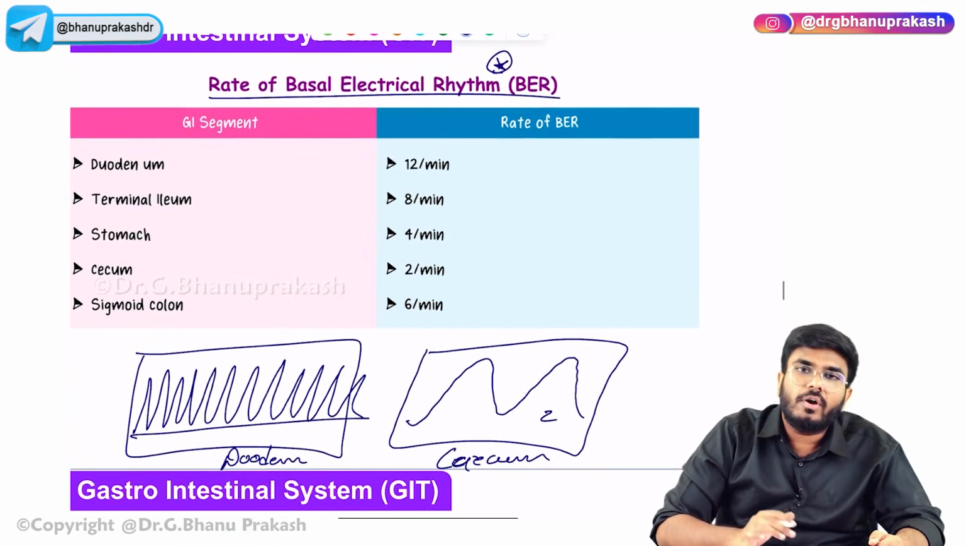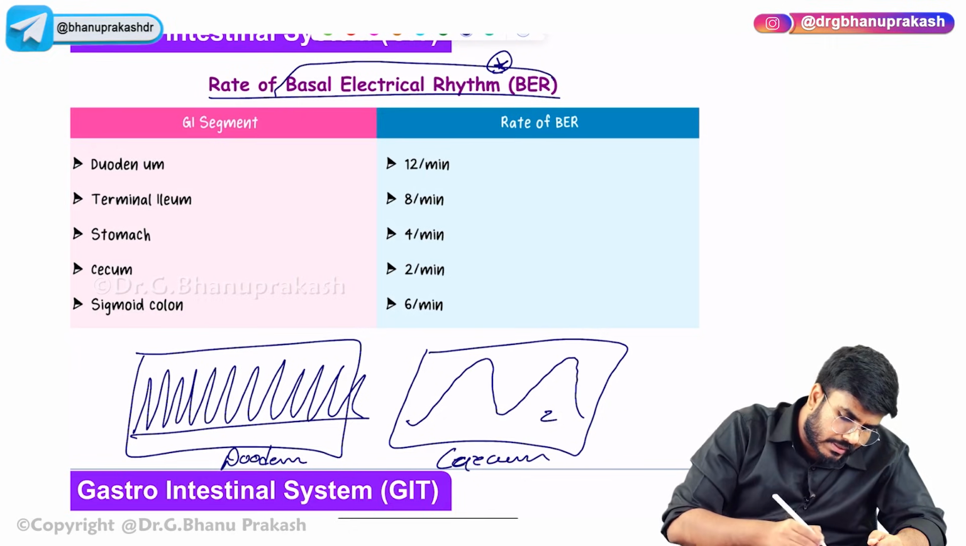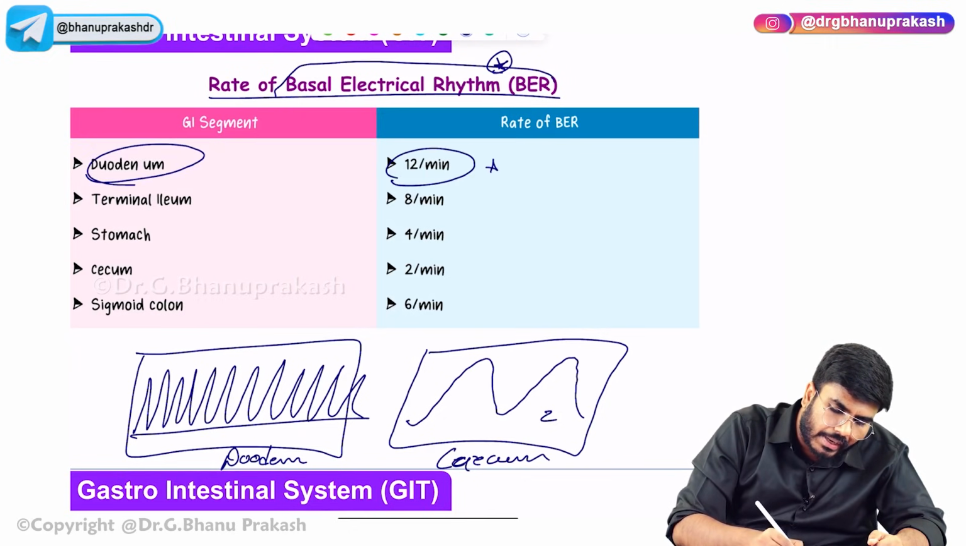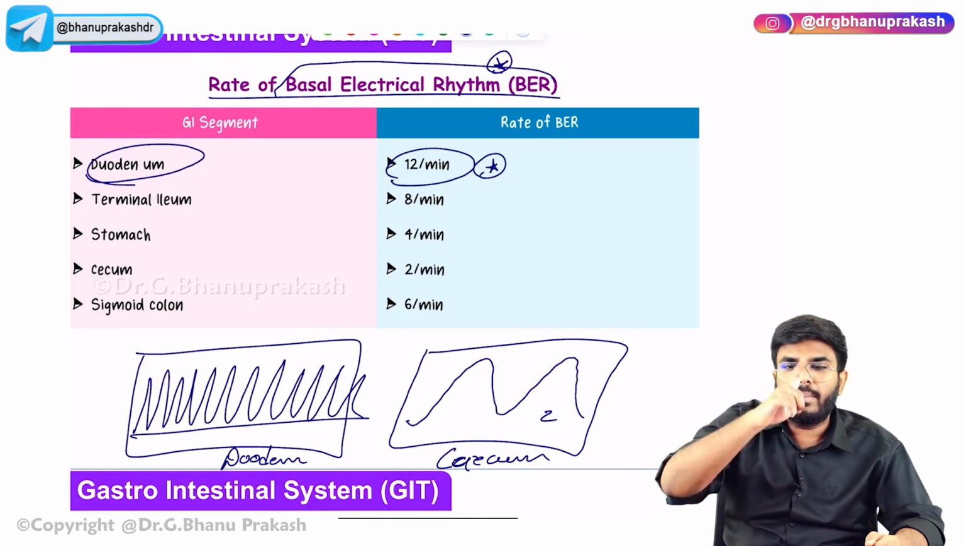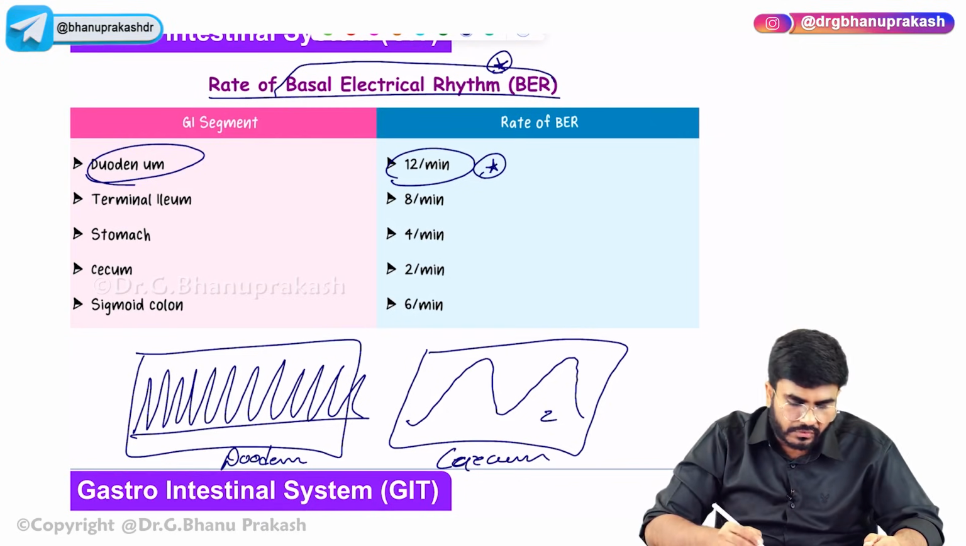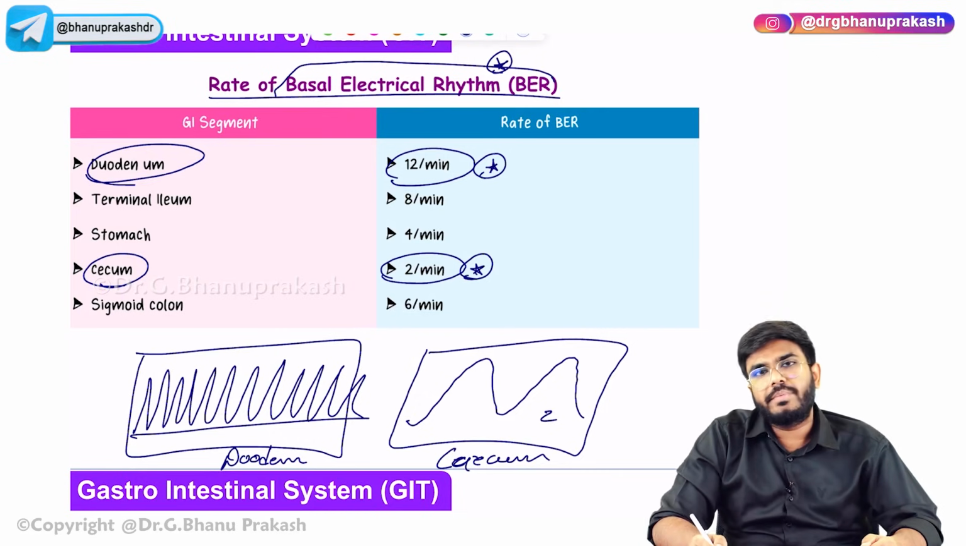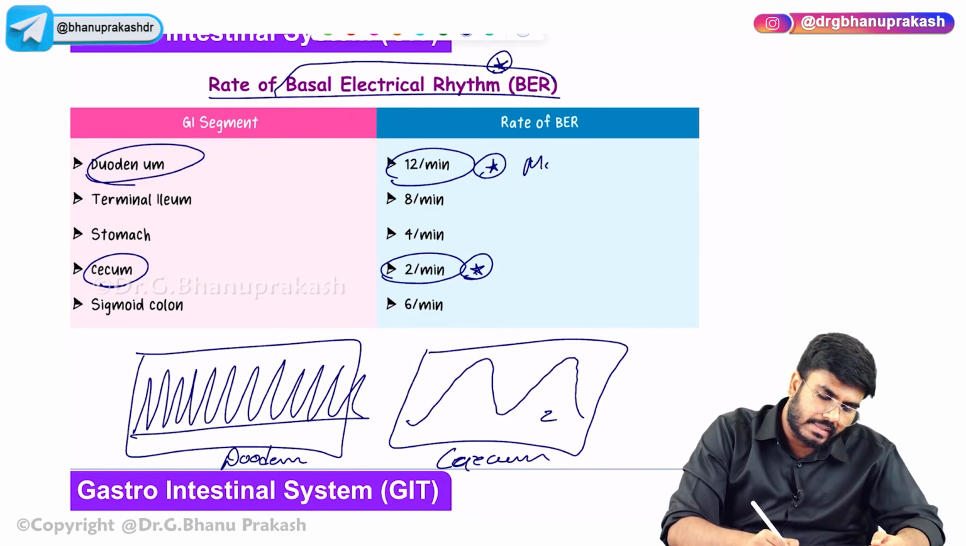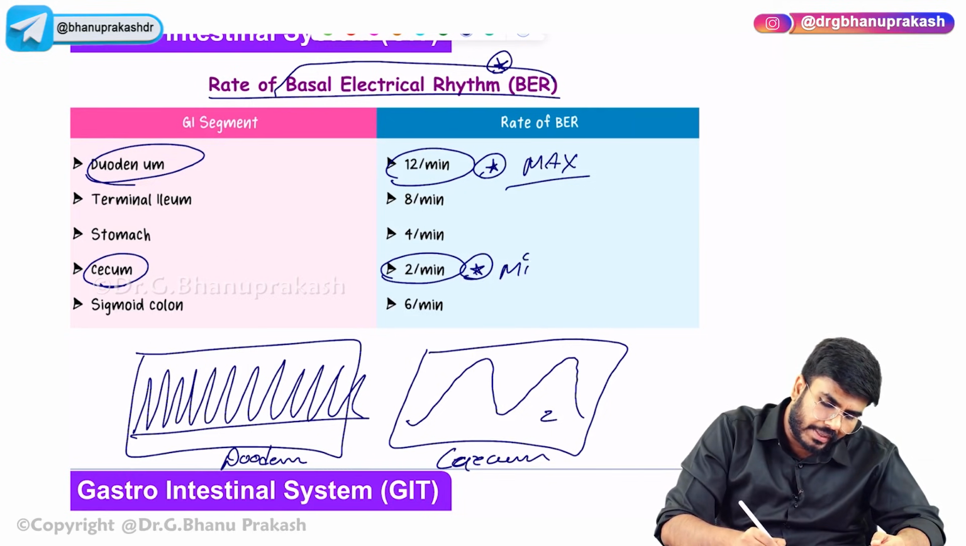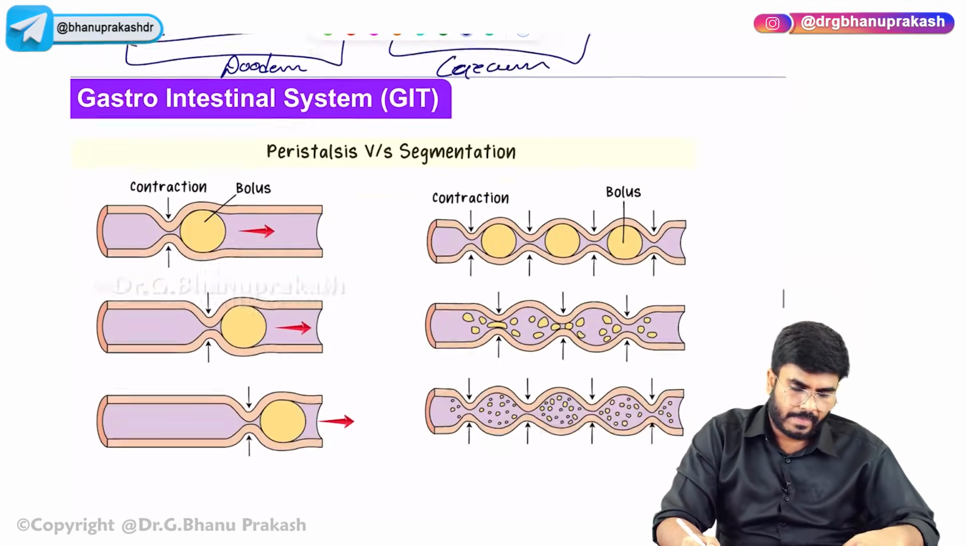So this is the topic of rate of basal electrical rhythm. Say in the duodenum, the BER rate is 12 times. In a minute, the electrical voltage will fluctuate 12 times, and in the cecum, the BER is going to be 2 times per minute. So maximum BER is there in the duodenum and minimum BER is there in the cecum.